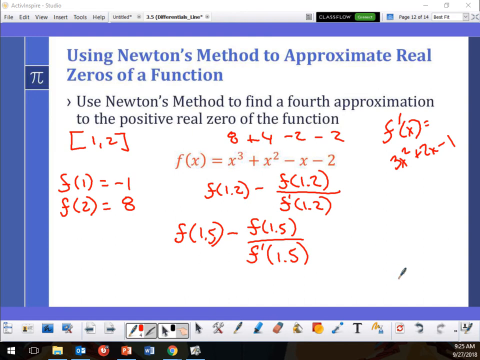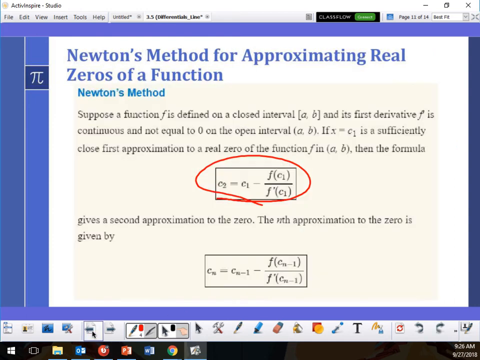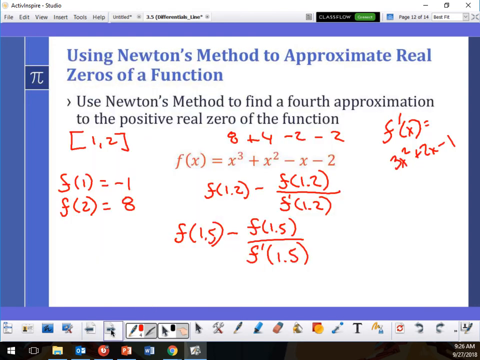Alex found a mistake. He's about to tell you. Oh, what's the mistake? It's supposed to be 1.2 minus f of 1.2 over f prime of 1.2, instead of the function value for the c. It should be f of c, right? No, to the left of that, c1. Oh, c1, you're right. Because we're going to the fourth.